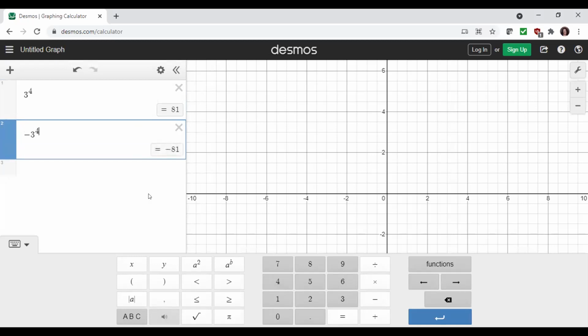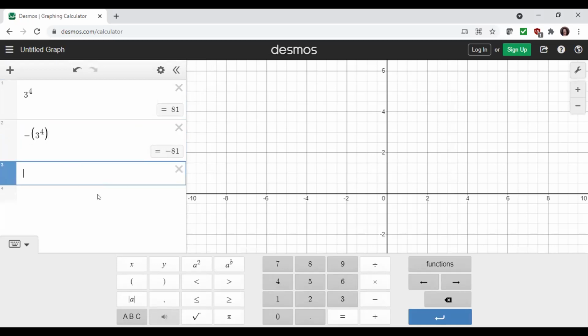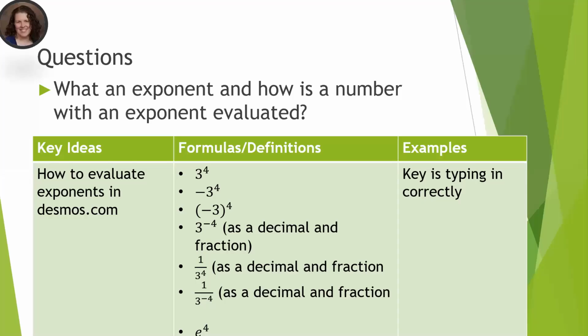When you're evaluating these, first, you're assuming there's parentheses like so. And so what you're basically doing is you're saying, what's 3 times 3 times 3 times 3? And then you're adding the negative. So you'll notice in the next one, the third one is negative 3 in parentheses to the 4th power.